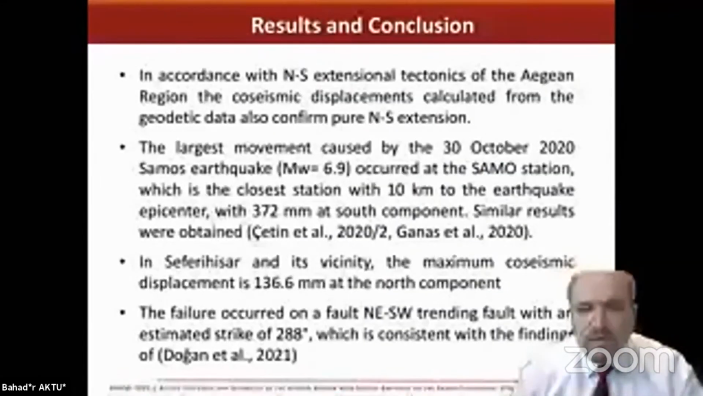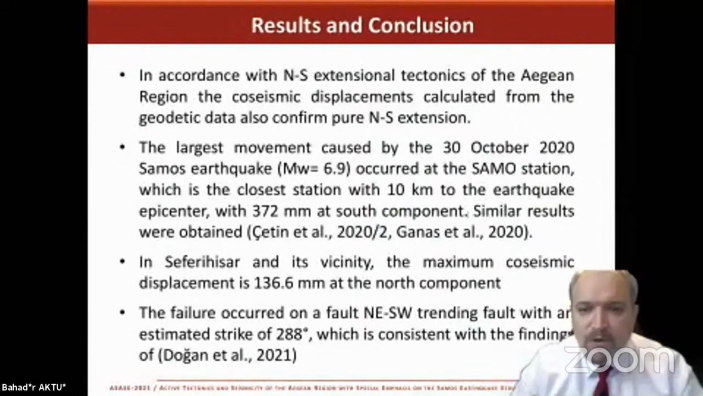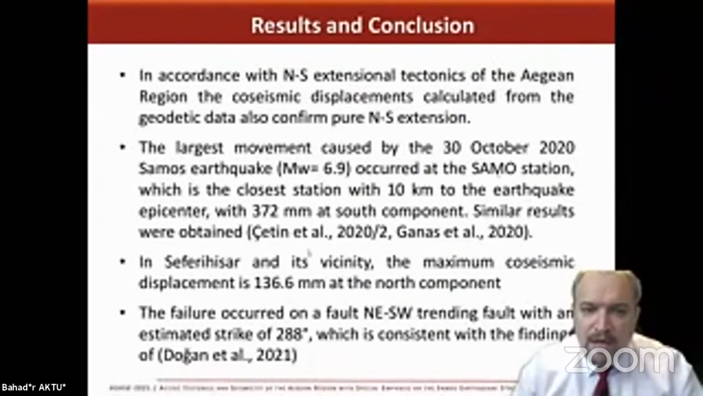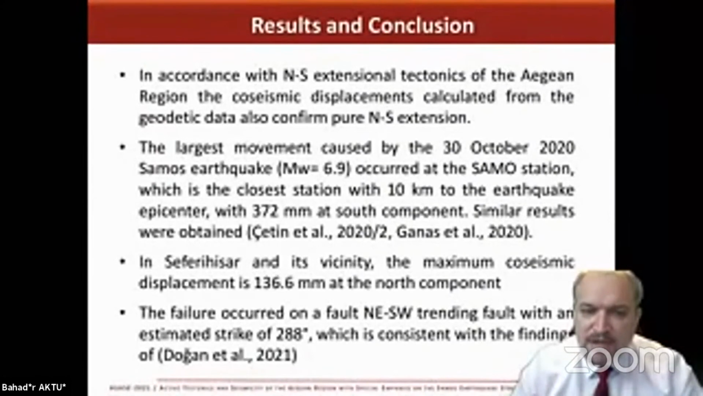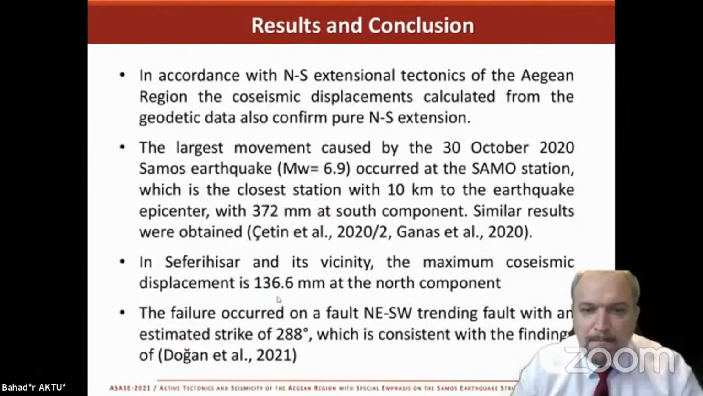And similar results were obtained in some of the studies referenced in the previous presentations. And the largest coseismic displacement is 136 millimeters at the north component, since it's a north-south normal faulting. And yes, our strike is 288 degrees, which is consistent with the findings of other researchers, and also consistent with other seismological centers.